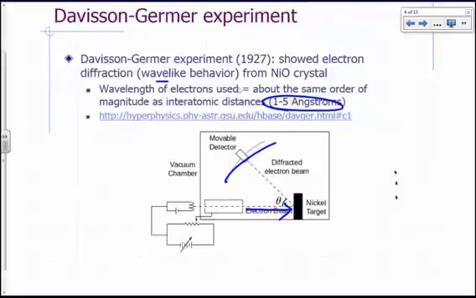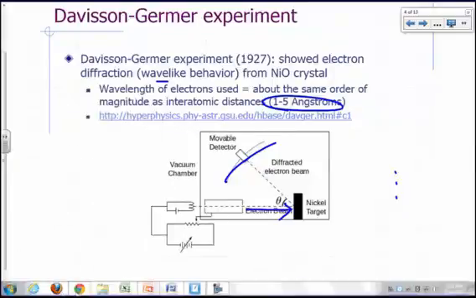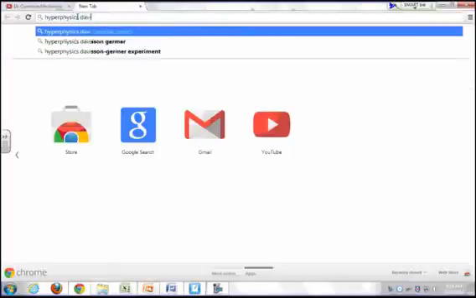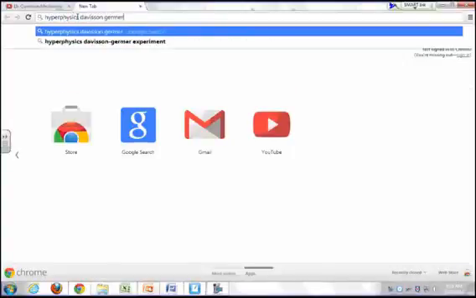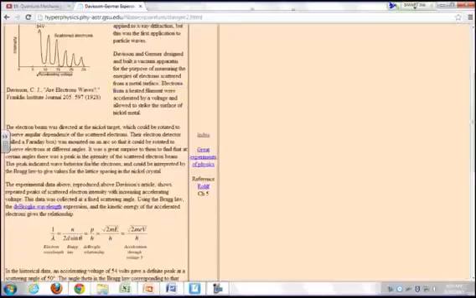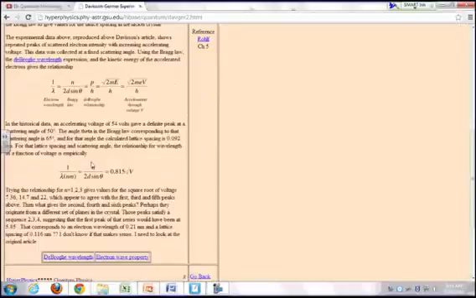Okay, if you want more information on the Davisson-Germer experiment, you can go to the Hyperphysics website. Just do a search, Davisson-Germer experiment. Somebody's already done that search apparently. Right there. So this gives you information about that particular experiment.